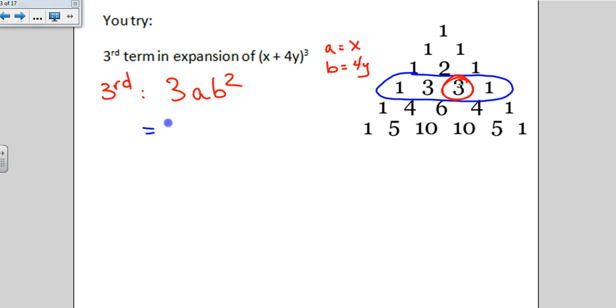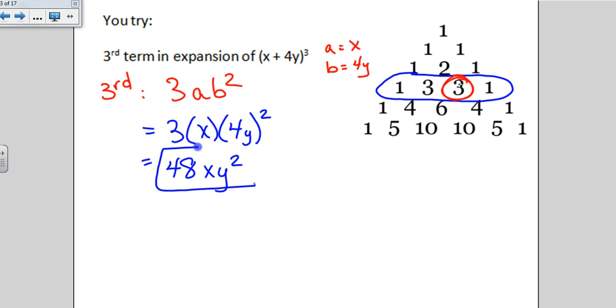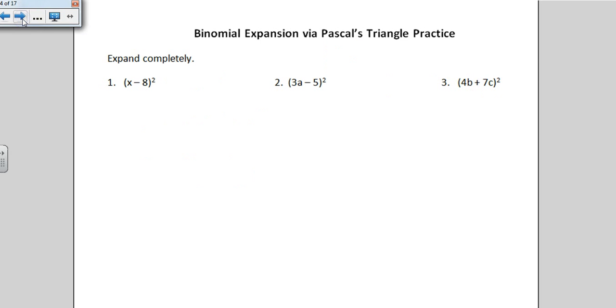So the third term is going to be 3, a is x, and then b is 4y, but I'm supposed to square that for the third term. So when I simplify, let's see, I get 16 times 3, which is a 48, and then x, and then y squared. So if they just ask me for one particular term, if I'm familiar with Pascal's triangle and binomial expansion, that's a really easy question. Now, the rest of this is going to be the practice that you're going to do for homework. So I'm going to stop my presentation here.